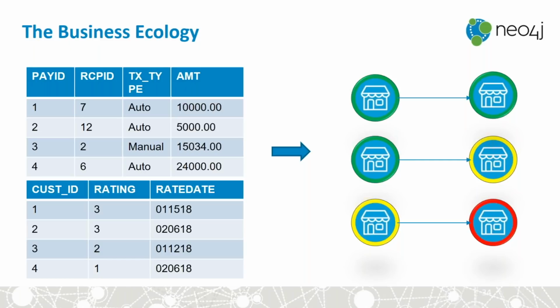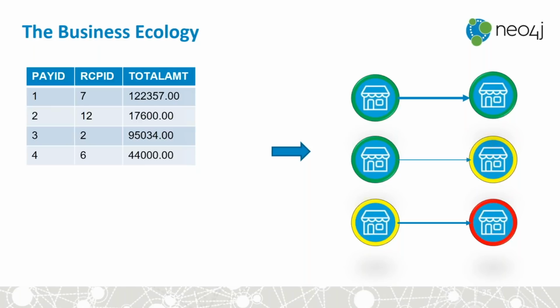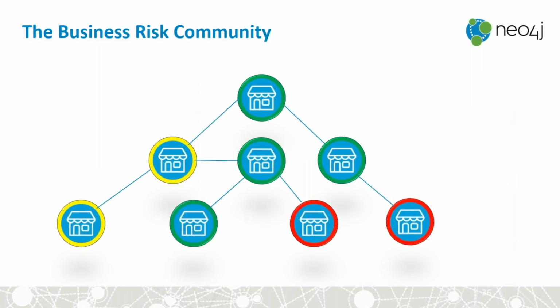But in fact, what it is, is a community or an ecology of businesses where cash flows between them. They're all related in some way. So they could be a set of wholesalers and retailers, and to get their product to the end consumer, which is not shown here, they all have to work together to get this done. And that means that there's dependencies.